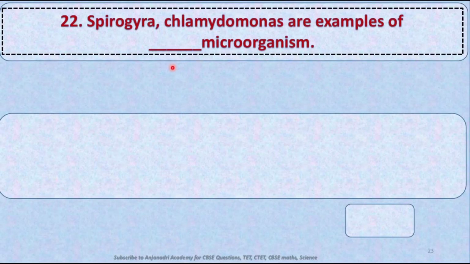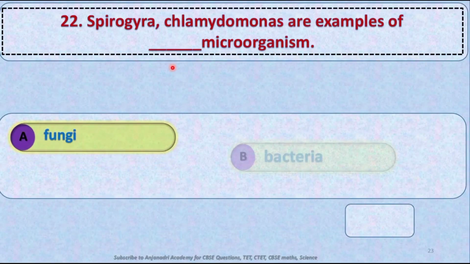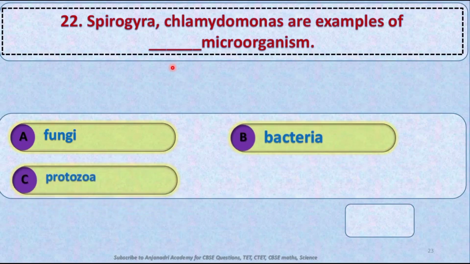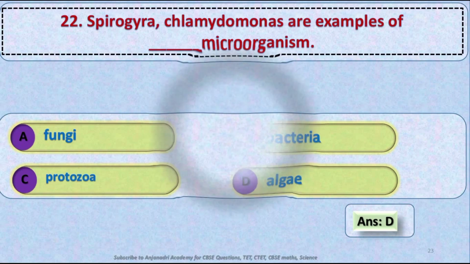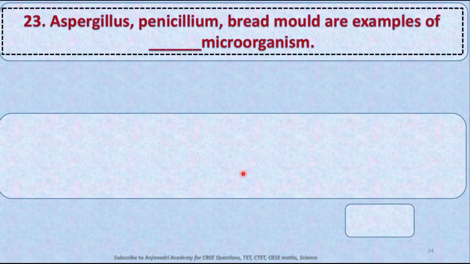Spirogyra, chlamydomonas are examples of which microorganisms? Fungi, bacteria, protozoa, algae. The correct answer is option D, algae. Spirogyra and chlamydomonas belong to the algae group. Here is the next question.